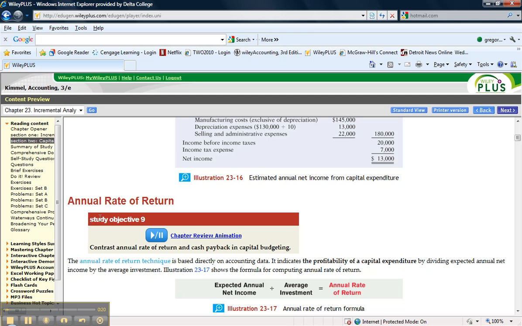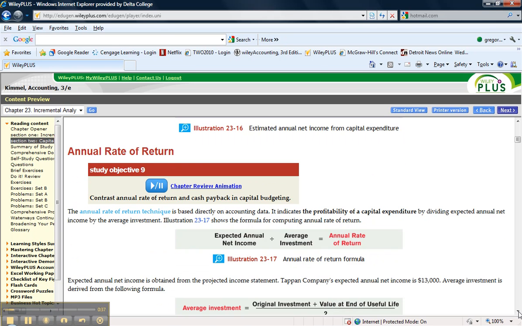Study Objective 9 deals with the first two methods. Actually, all three methods. The last method is generally going to be perceived to be the best, but you're going to have to understand how to work through each of these methods in determining whether or not an investment is a good idea. So the annual rate of return method basically is just trying to figure out what kind of a profit rate, essentially, would we earn on an investment if we went ahead and bought it.